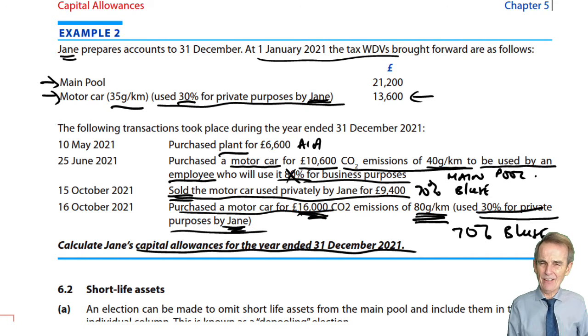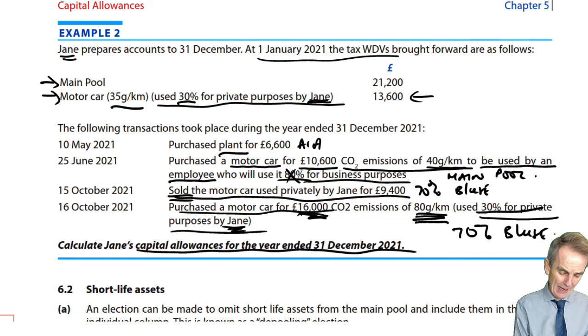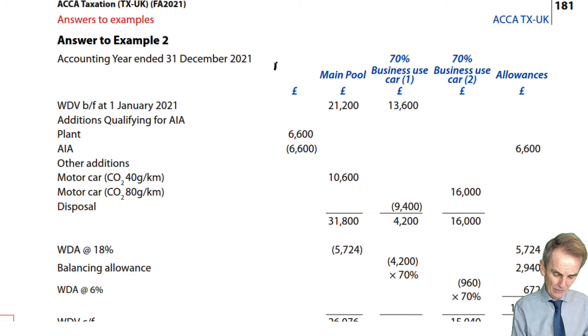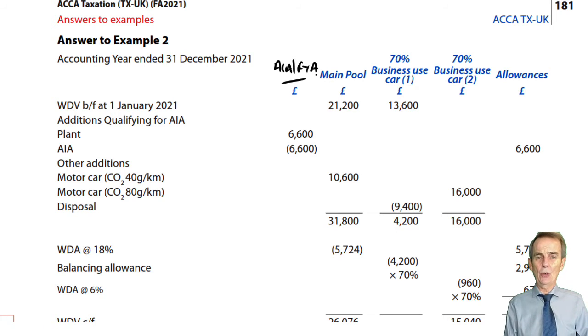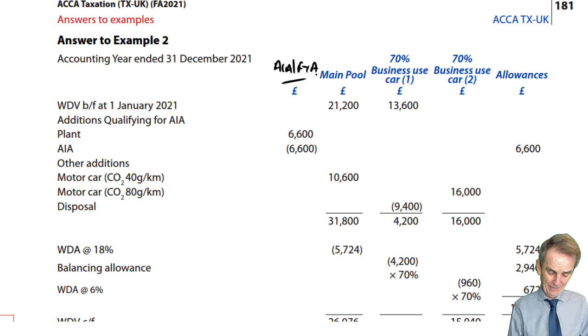We've got to be looking at the information provided in the light of the requirements set, always the first thing to read the requirements there, and then thinking about what we read and the significance that it has in the context of that requirement. So looking now at our answers, we've got our routine AIA/FYA column. There's no FYA here, there's no zero CO2 emission new electric motor car purchased, but there is AIA. We inherited the main pool, we inherited the 70% business use car, but of course that is sold and replaced with car number 2, and then we need the allowances column.